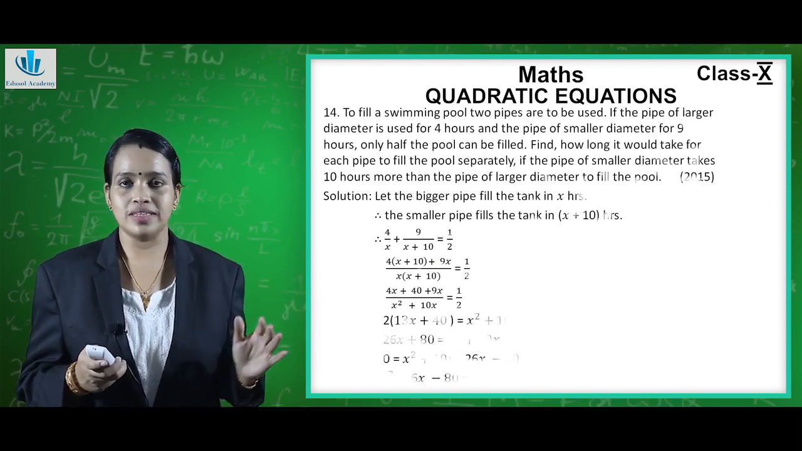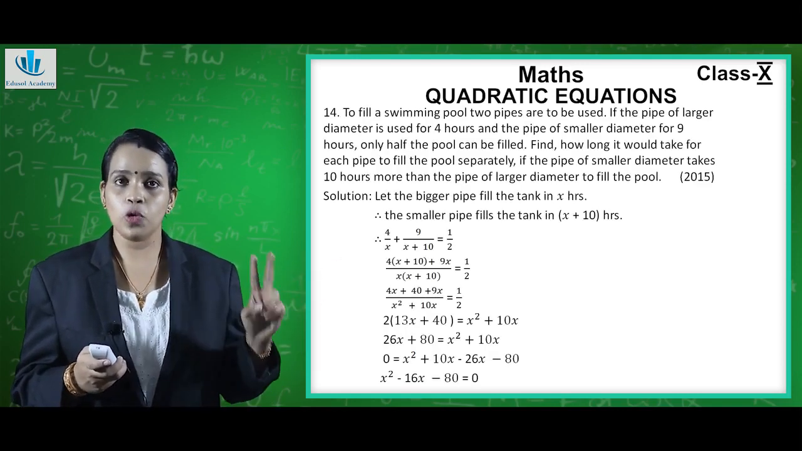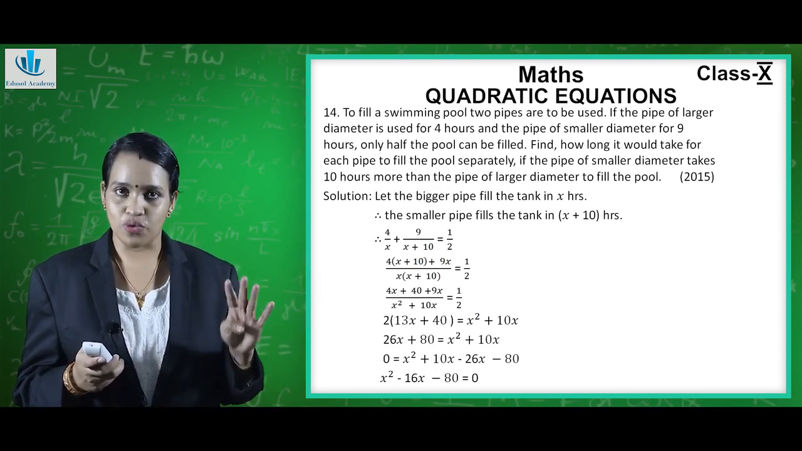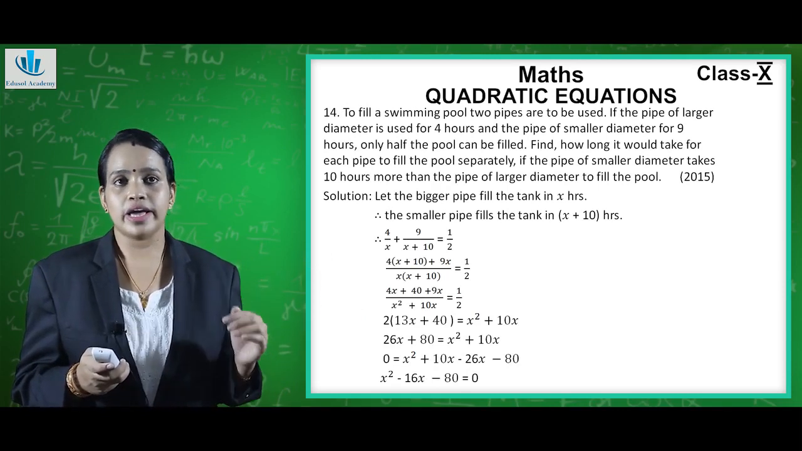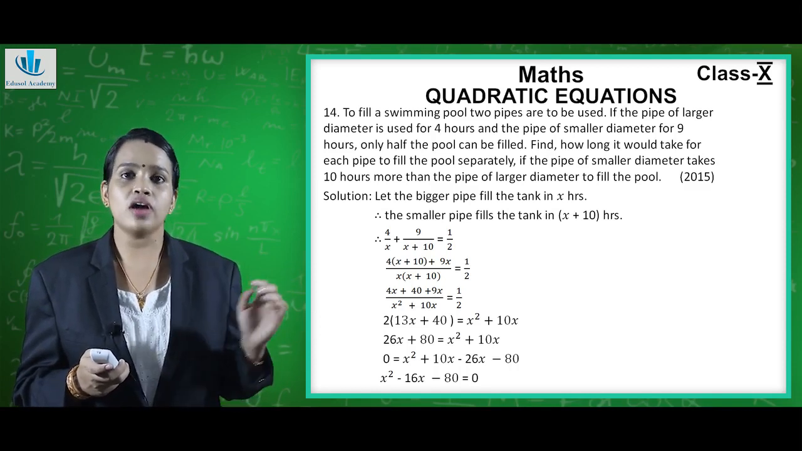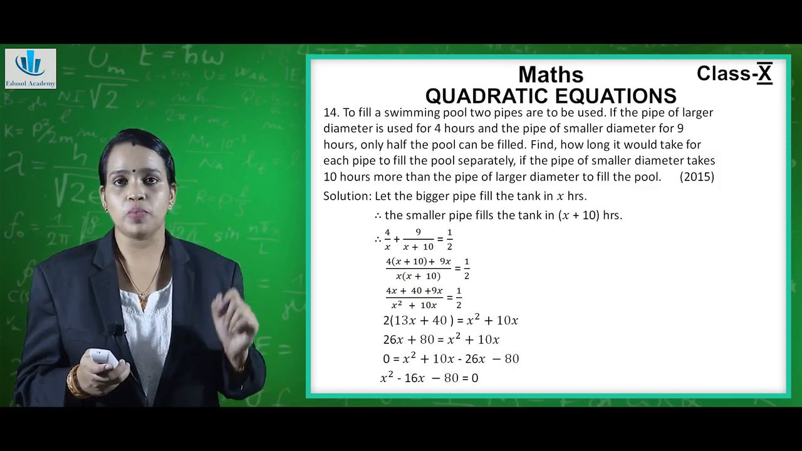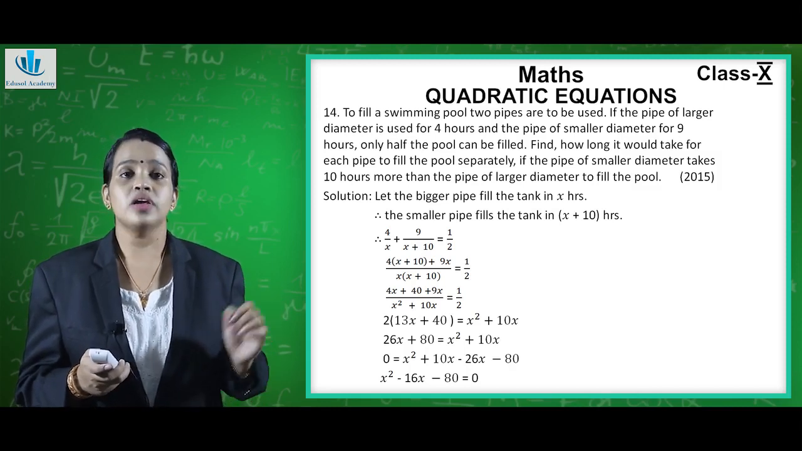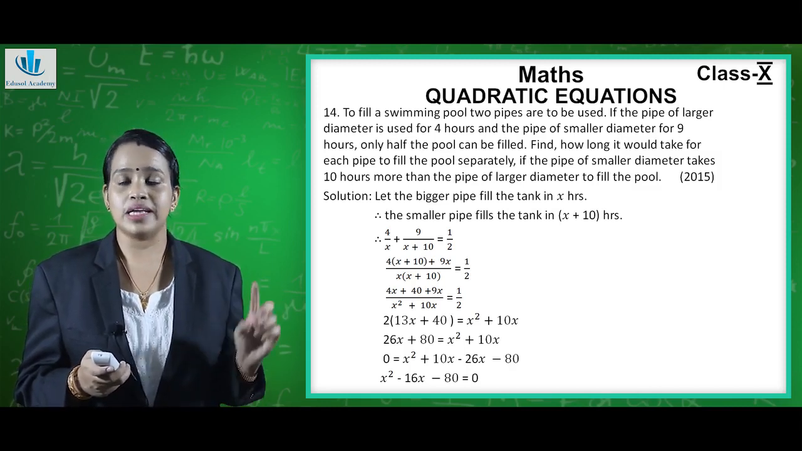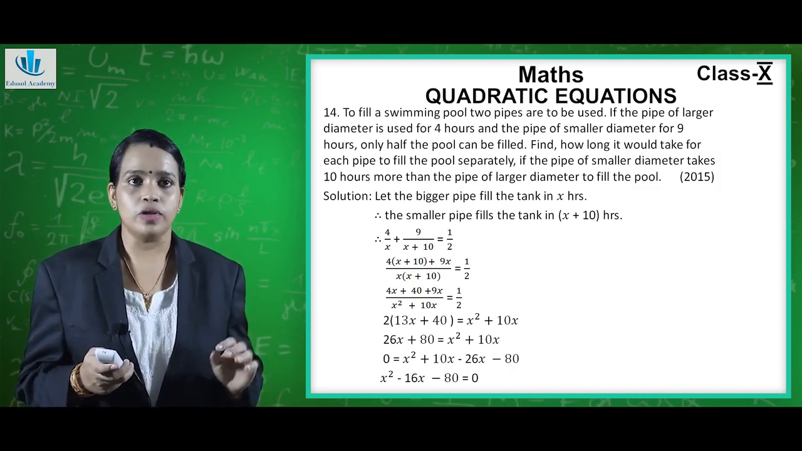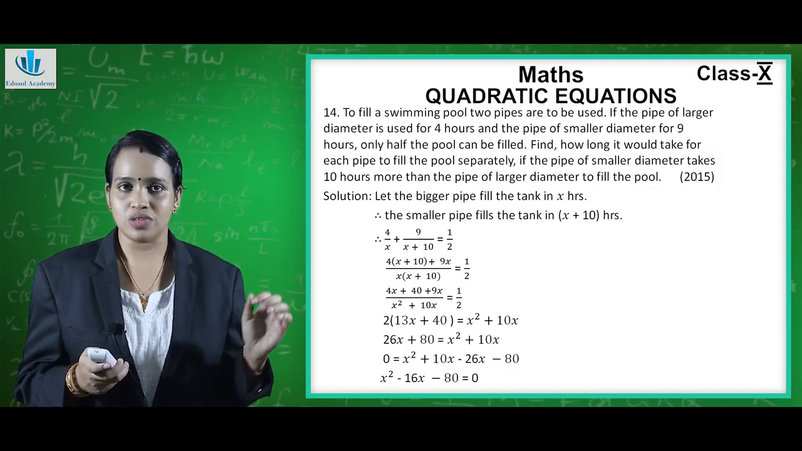Now the next question is: to fill a swimming pool, 2 pipes are to be used. If the pipe of larger diameter is used for 4 hours and the pipe of smaller diameter for 9 hours, only half the pool can be filled. Find how long it would take for each pipe to fill the pool separately, if the pipe of smaller diameter takes 10 hours more than the pipe of larger diameter to fill the pool. Now this question has appeared in the year 2015.